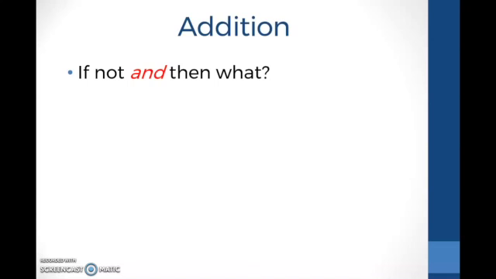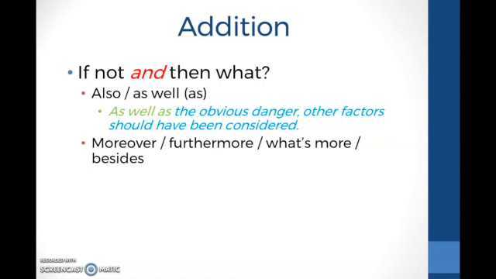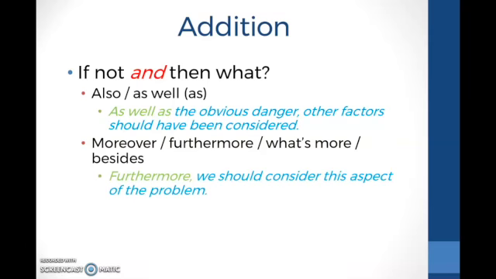Let's move on to talking about addition. The easiest word to express addition is and. But what if we want to avoid this word? You can use, of course, also or as well as. As well as the obvious danger, other factors should have been considered. You can also use words like moreover, furthermore, what's more, or what is more without contraction, or besides. Furthermore, we should consider this aspect of the problem.